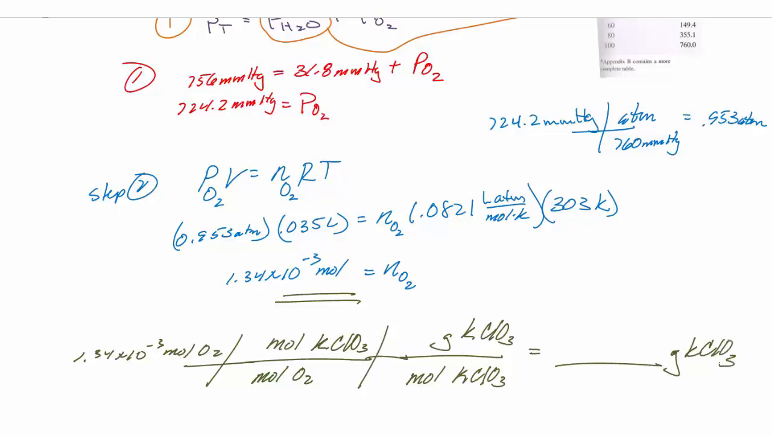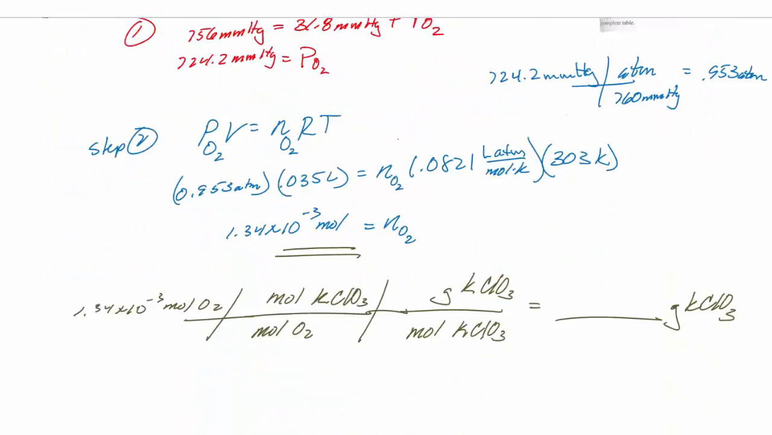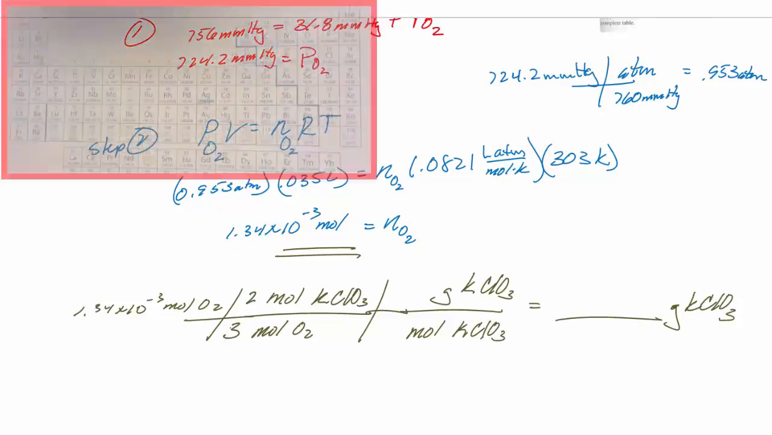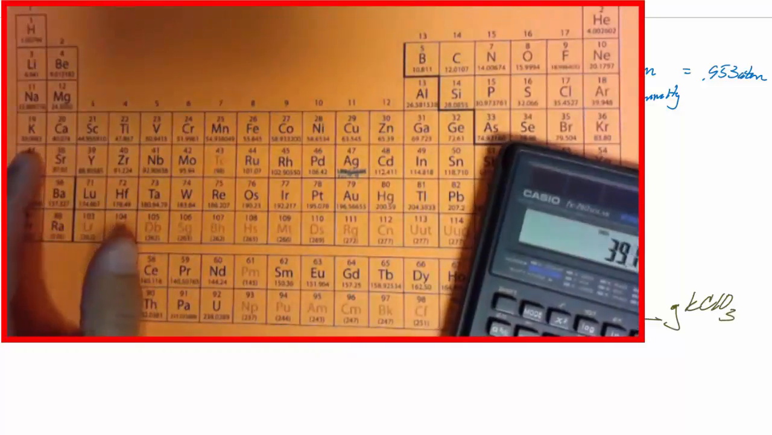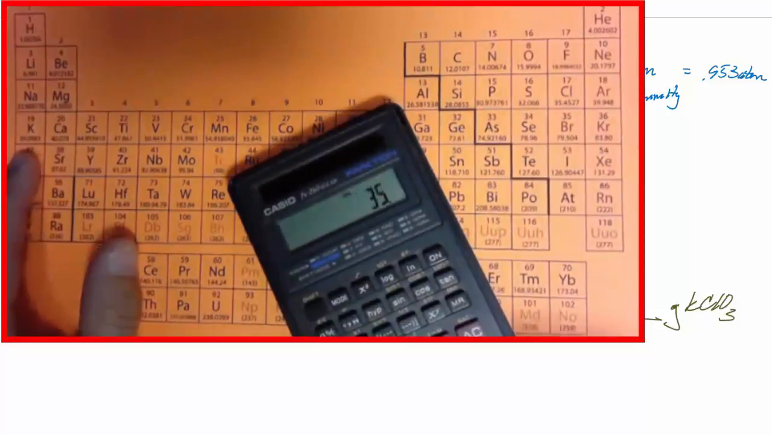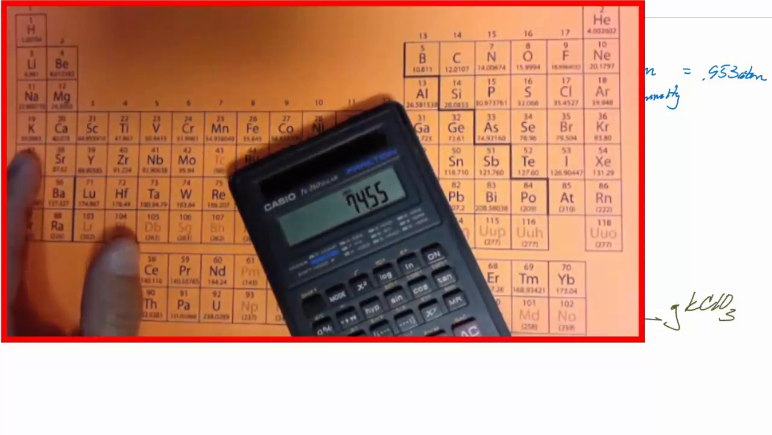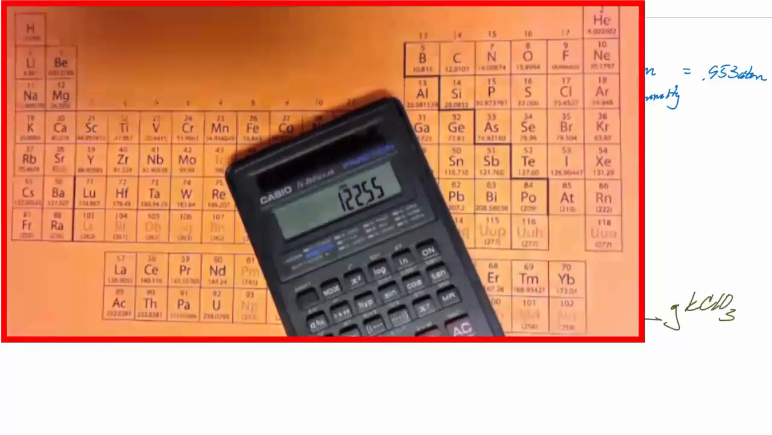Okay, so in my mole bridge, I have 2 moles of potassium chlorate for every 3 moles of oxygen. And the molar mass of potassium chlorate, potassium is 39.1 plus chlorine 35.45 plus 3 times 16, about 122.55.